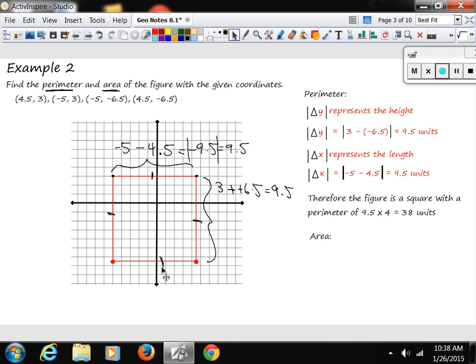Now the area is easier because it's the side squared. It's just 9.5 times 9.5. So area is 9.5 times 9.5, which is 90.25. So that's your area of that square. That means if you counted all the little squares inside of that square, you'd have 90.25 of them.